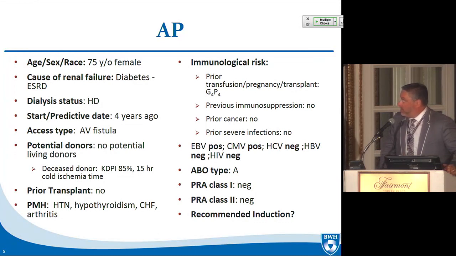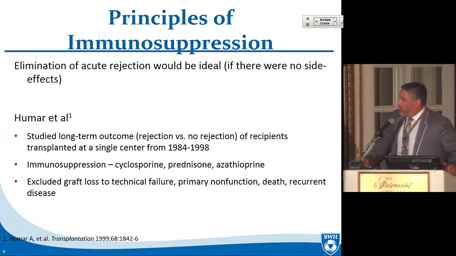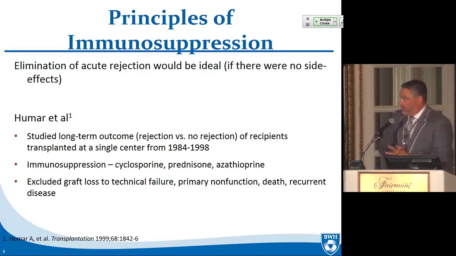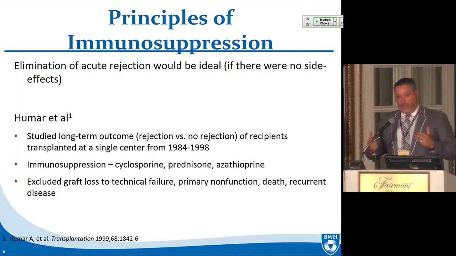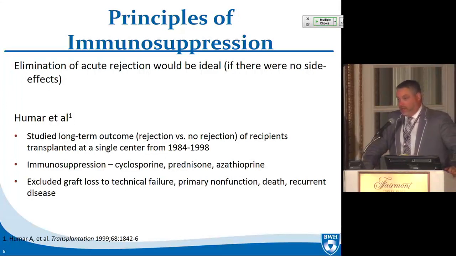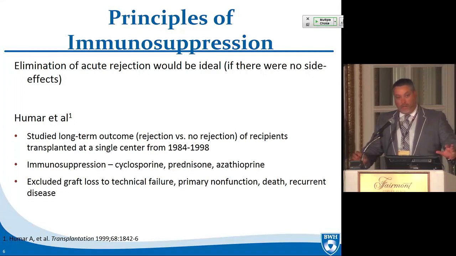We'll get back to these cases, but we're going to start with our basic principles of immunosuppression. And I realize that this study is very old. It was published in 1999, but this is the study that kind of made transplanters really start to focus on acute cellular rejection, and this is what brought the onslaught of induction therapy in the US. And this was by Humar and colleagues, looked at a single center outcomes from 1984 to 1998 using archaic immunosuppression with cyclosporin, prednisone, azathioprine, no induction, and basically brought their patient population into two groups.